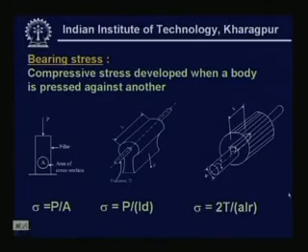In the same way, if we look at the second figure, what do we get? This is a shaft going inside a hole having a length L, and this particular member is pressing the shaft with a load P. In that case, the bearing stress sigma is written as P divided by the length L times the diameter of this particular shaft.